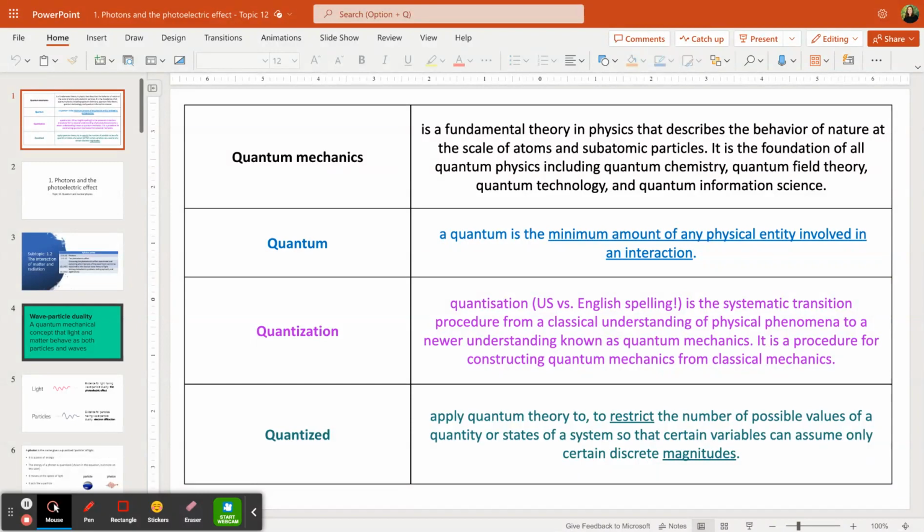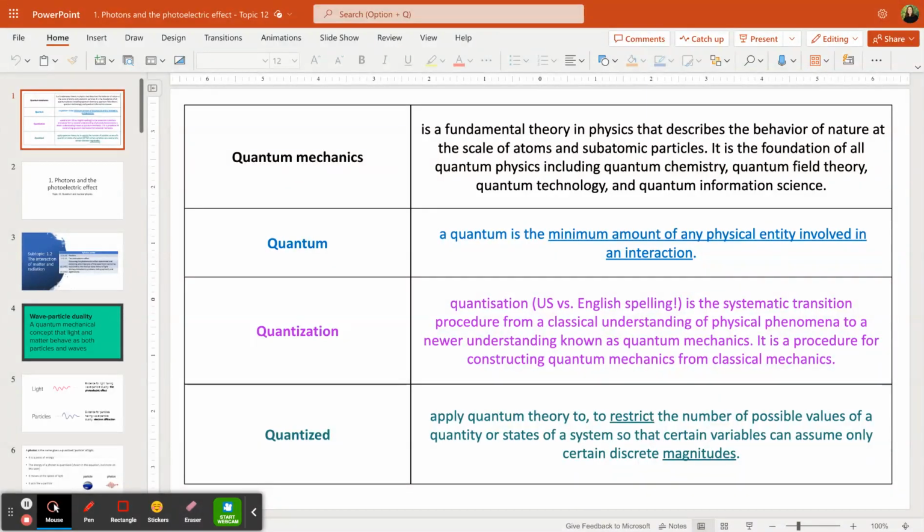The word quantum itself is a minimum amount of a physical entity involved in an interaction. It's the smallest possible value that anything can take within quantum physics. So imagine breaking things down into smaller and smaller parts. The smallest it can possibly be is a quantum of that value.